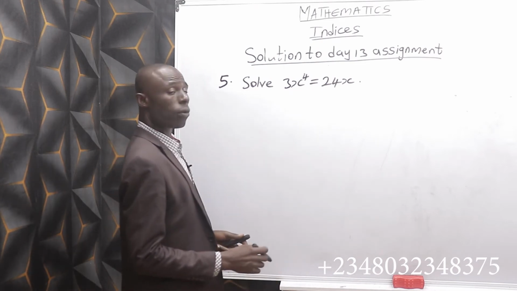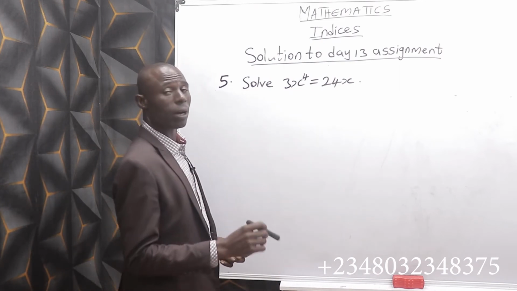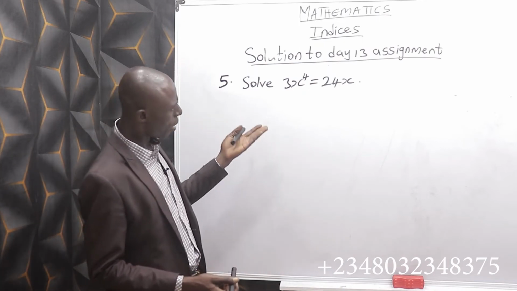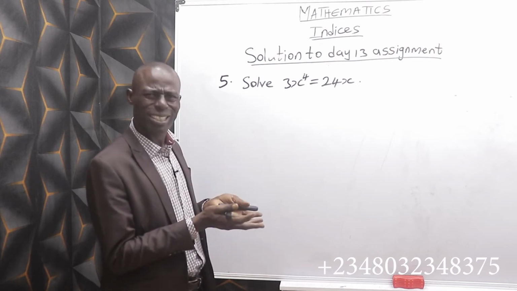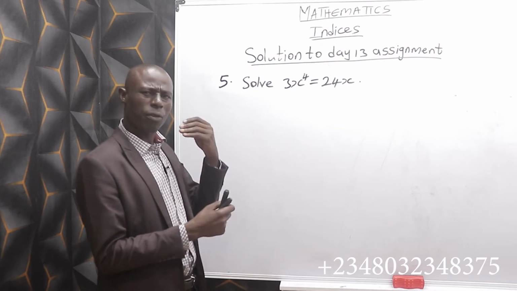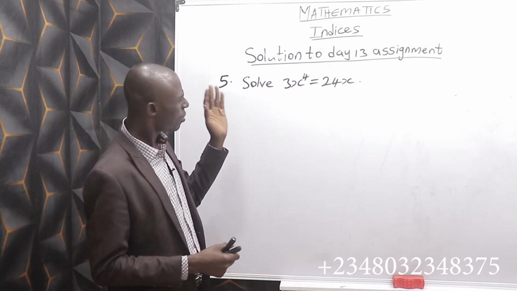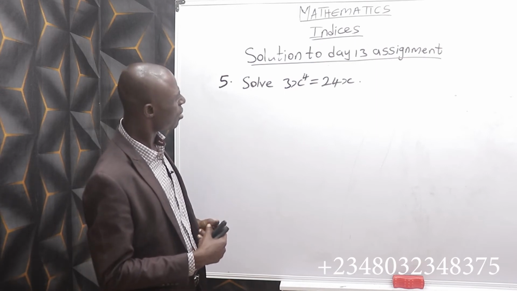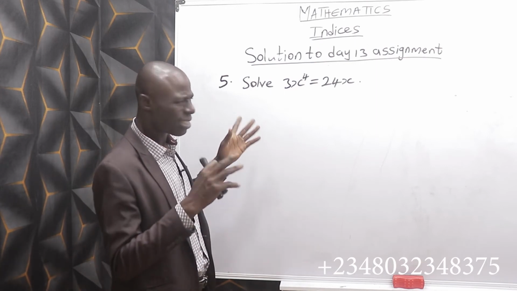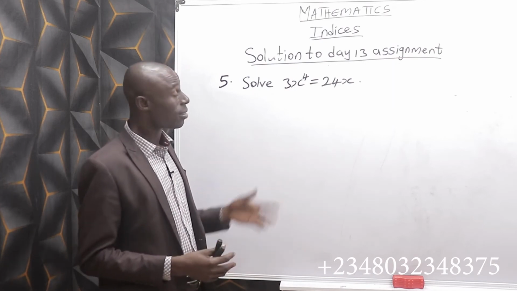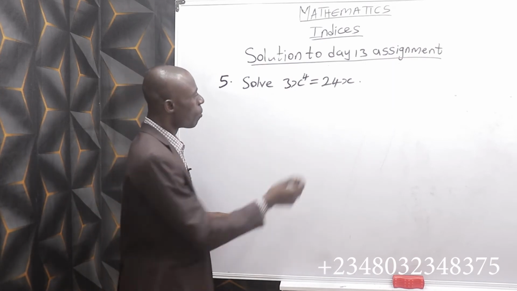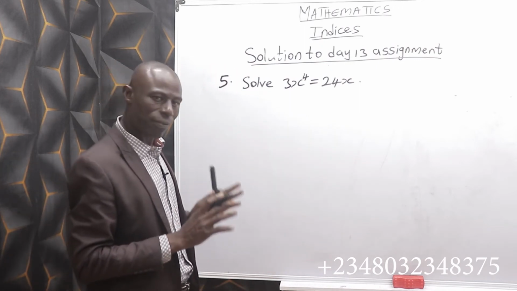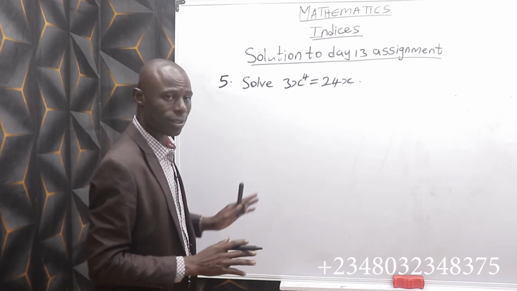The last question in the assignment. Solve 3x raised to the power 4 equals 24x. It looks somehow closed. When an uninformed student first sees a question like this, such a student will think it looks so closed, as if there is no inroad into it. There are a lot of inroads. Divide both sides by x first. Divide both sides by x.